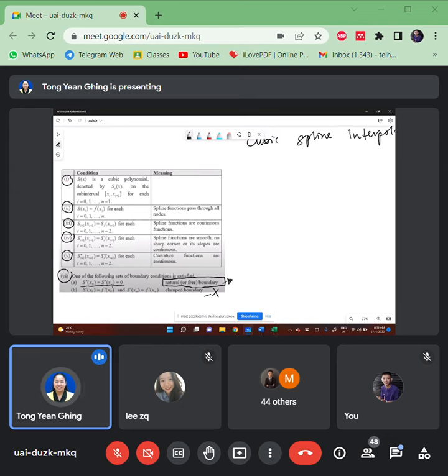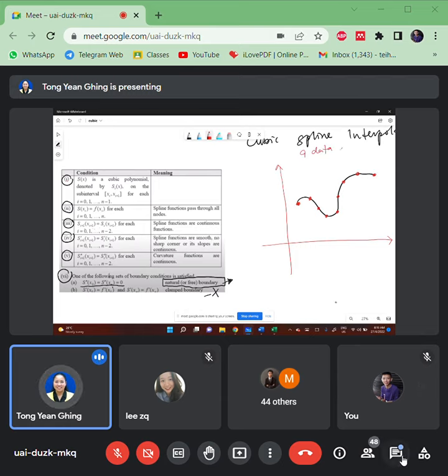Okay, the first criterion says that S(x) is a cubic polynomial denoted by Si(x) on the subinterval [xi, xi+1] for each i equal to 0, 1, until n minus 1. Like just now I asked Zhing, let's say we have a graph like this, right? And let's say we have 1, 2, 3, 4, 5, 6, 7, 8, 9. Just now we have 9 data points.